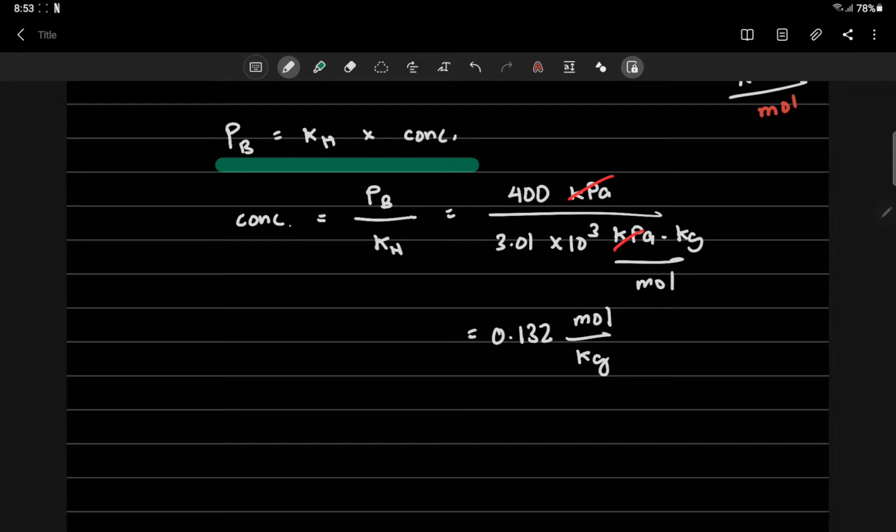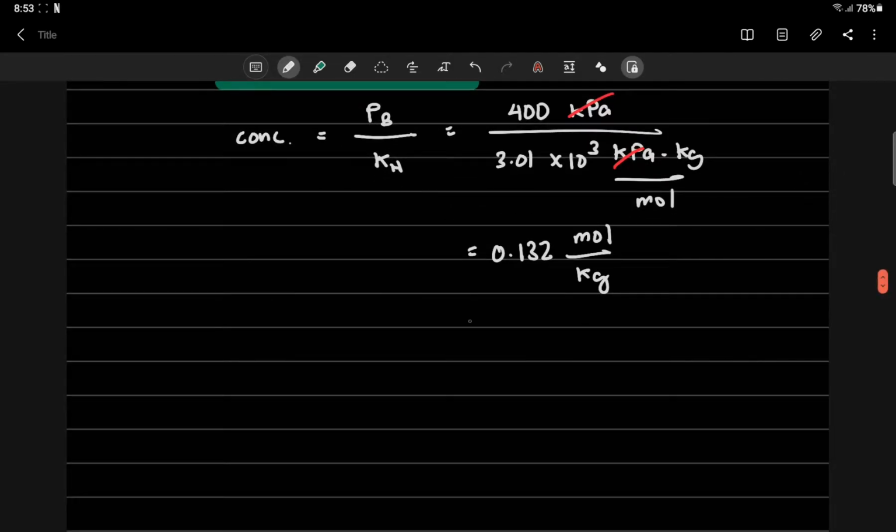Yung kilogram na, ibig sabihin niyan is kilogram of the solution. But let's assume na syempre yung solution natin is dilute, right? So therefore, the density of the whole solution is approximately the same or equal with the density of the solvent. Dilute kasi. So pwede mo siyang gawing, this is an aqueous solution, right? And water has a density of approximately 1 kilogram per liter. So this could also be equivalent to 0.132 moles per liter. So this is now the answer.